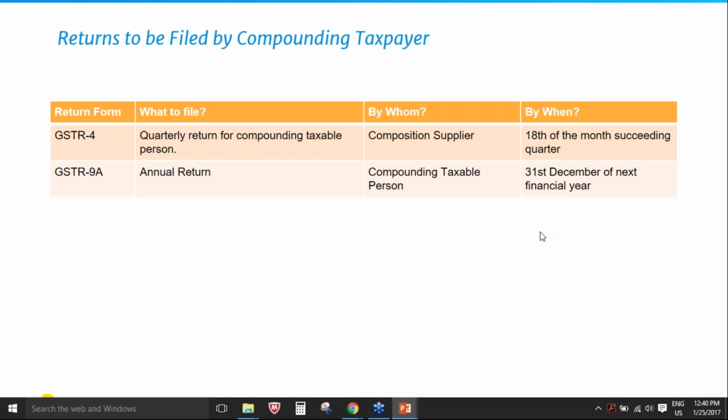Yes, so again another question from Jigar: can a service provider opt for the composition scheme? Well, initially the contention was to include service providers as such, but then the revised GST law has kept all service providers out of the composition scheme. We have still not received any strong reasoning behind doing that, but service providers as of now are not under composition.